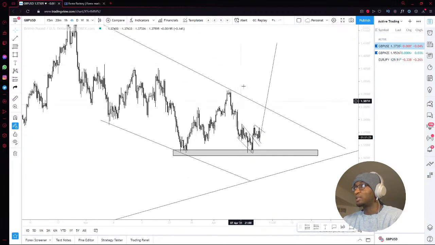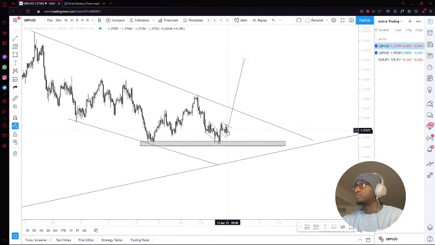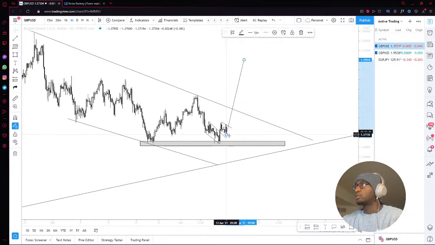Alright, great. That's basically, I think that means money in our pocket if we enter down here, or at least a profitable trade. That's what we're going for.